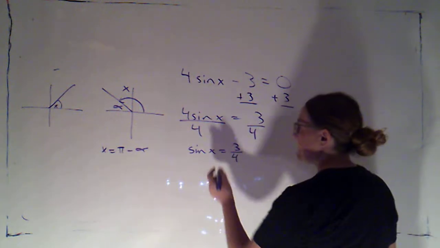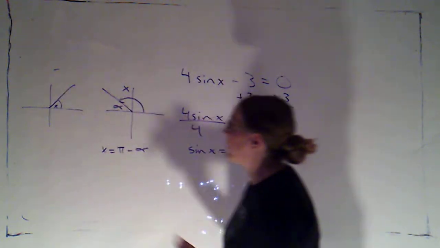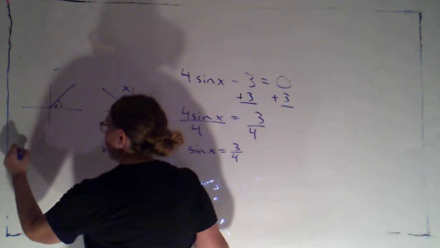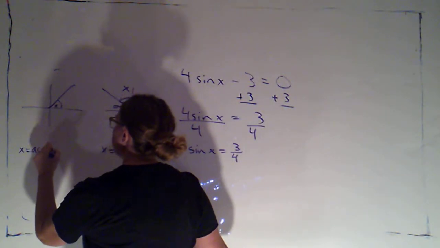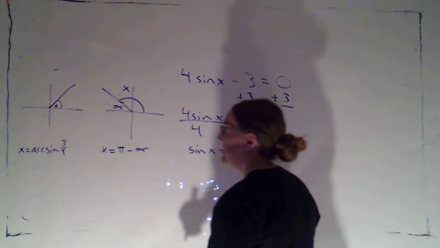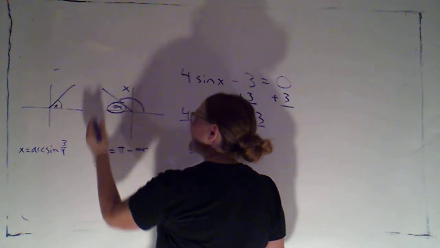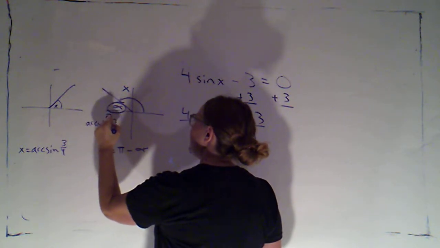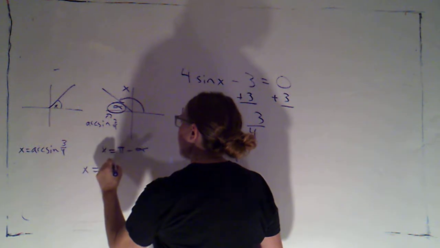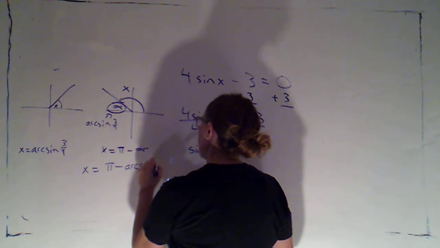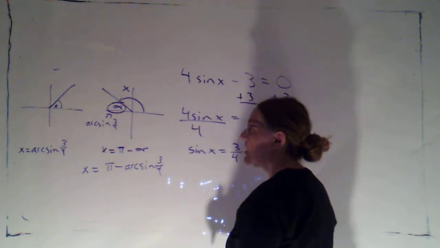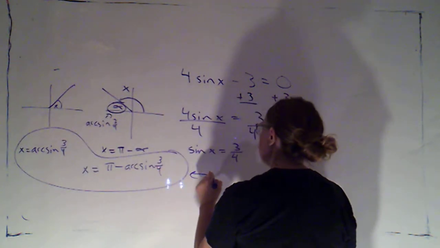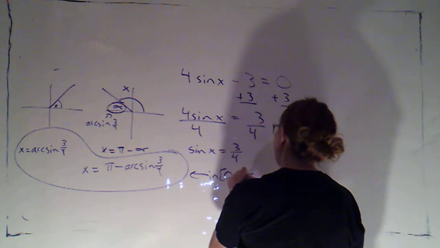So I'm going to say, okay, looking at this x right here, it's the acute angle whose sine is 3/4. X is just going to be arcsine of 3/4. And that alpha is also going to be arcsine of 3/4. So x here would be pi minus arcsine of 3/4. So these would be my 2 solutions in the interval from 0 to 2 pi.